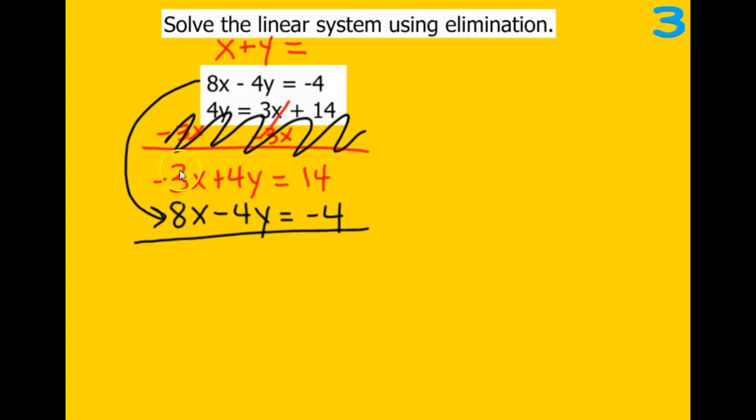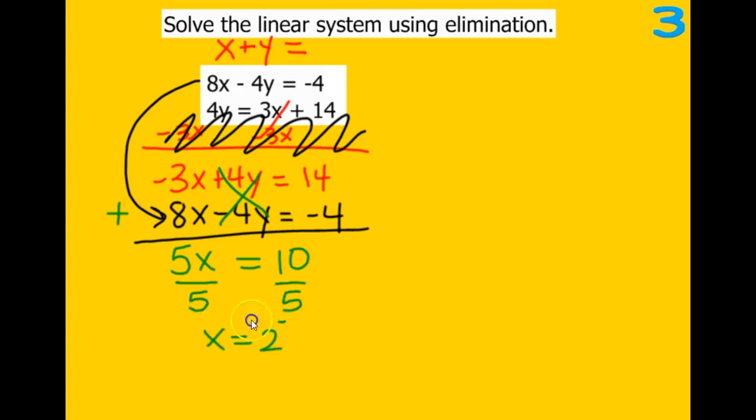So x's are different numbers, not going to go away. But our y's will go away because it's positive and negative. So we're just going to add our equations together. Negative 3 plus 8, there's more positives, so it's a positive 5x. 4 plus negative 4 is 0, those eliminate. And 14 plus negative 4, or 14 minus 4 is 10. So just divide by 5, and we get x equals 2.